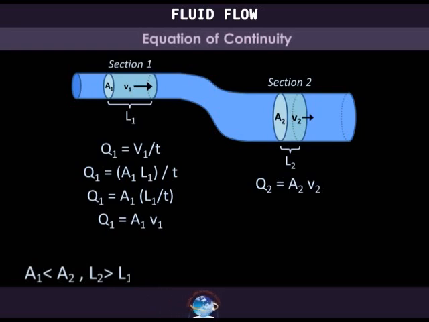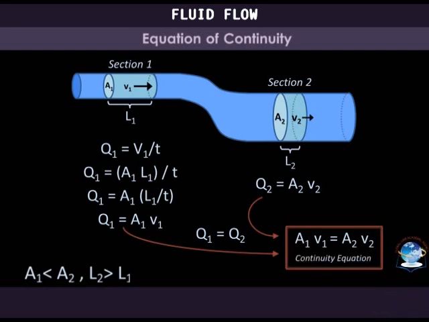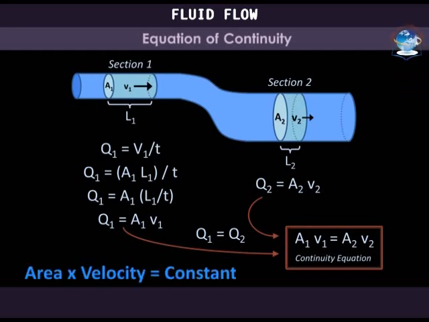The key understanding here is that Q1 must be equal to Q2. And that means A1V1 is equal to A2V2. This is called the equation of continuity. You can think of it as a statement of continuity of flow or conservation of mass. That is, what passes through section 1 must pass through section 2 because volume is not created nor lost somewhere between the two. It therefore means area times velocity is a constant. And this constant is what we call flow rate.